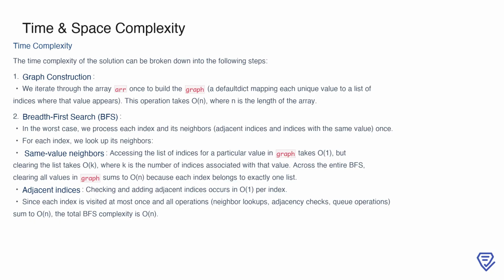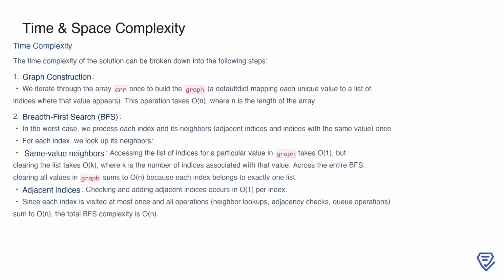The time complexity of our solution can be broken down into 2 main components. First, we have the graph construction step. Here, we iterate through the array to build a mapping of each unique value to the list of indices where that value appears. This is done in a single pass through the array, making it an O(n) operation, where n is the length of the array.